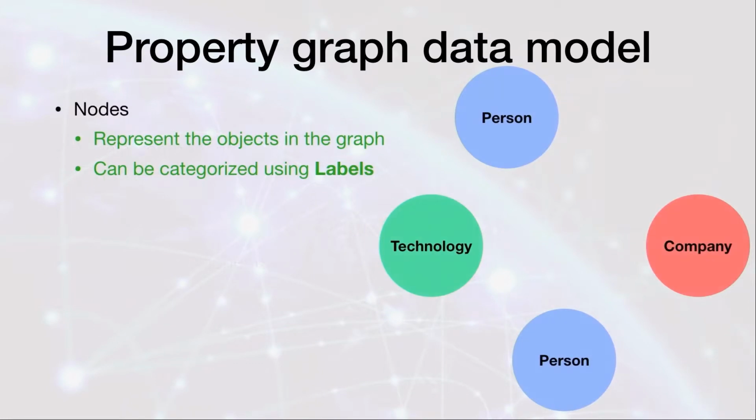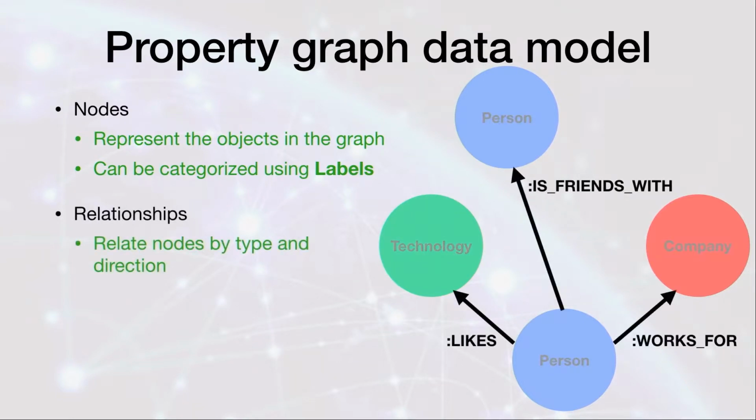So nodes represent the objects in the graph. You can categorize nodes using labels. In our example here on the right-hand side, you can see that we have 4 nodes. We have 2 person nodes, so we're categorizing them or tagging them as persons. We have 1 company node in the reddish pinkish color all the way on the right. And then we have our technology node in the green on the left. So we're categorizing these nodes into various groups.